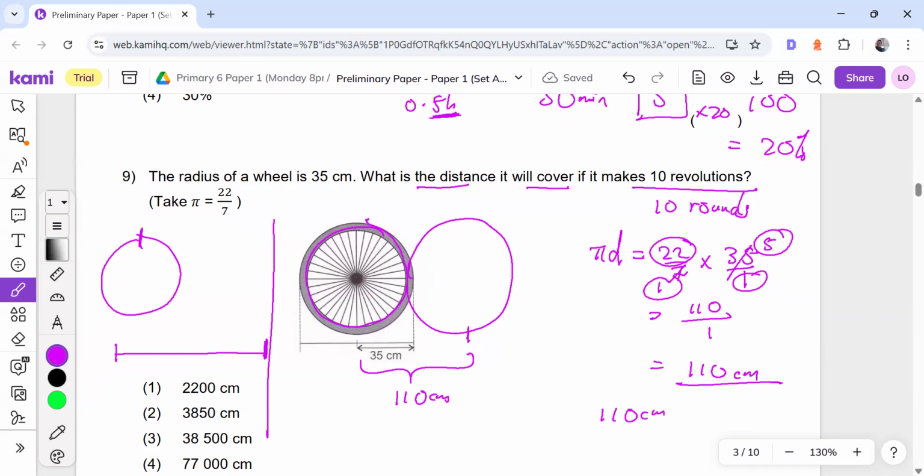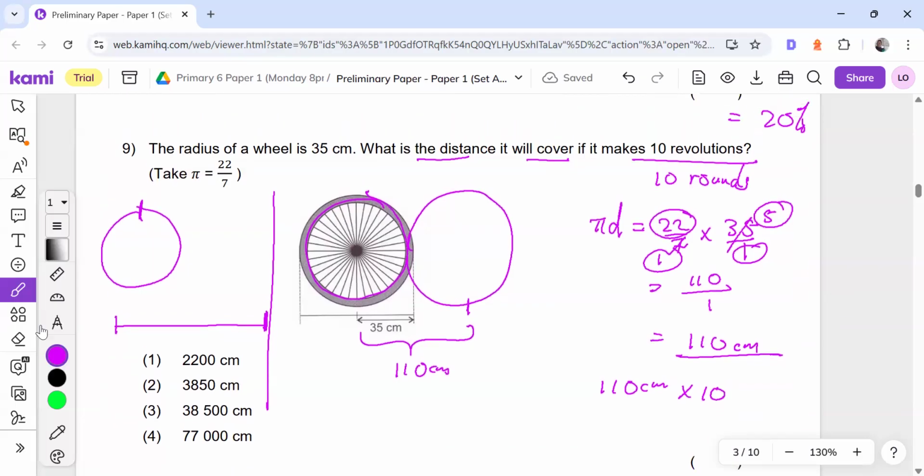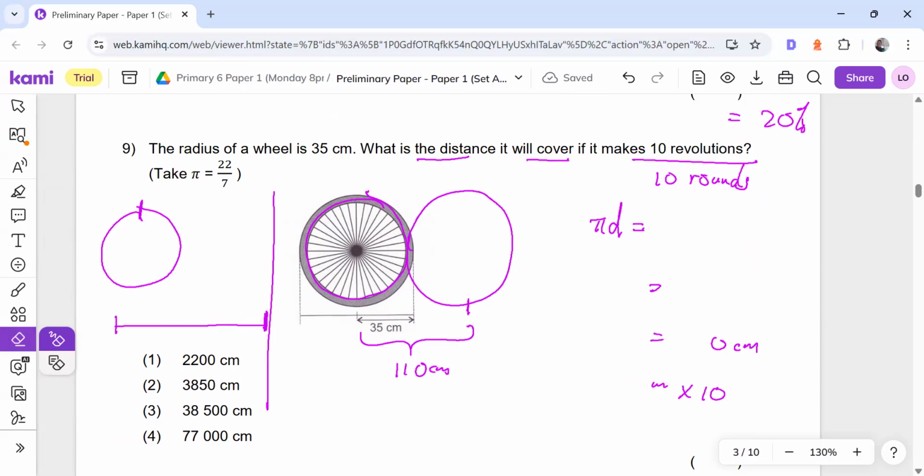So 10 rounds will be what? 10 rounds will be 110 times 10. Okay, I think there's a typo error, right? Yeah, hold on. Mr. made a mistake. Pi d. Mr. was going to take pi times radius. Sorry. Mr. made a mistake. The radius you need to times 2, which is 35 times 2. My apologies. Mr. did it a bit too fast. So, my apologies. Can you erase all this?